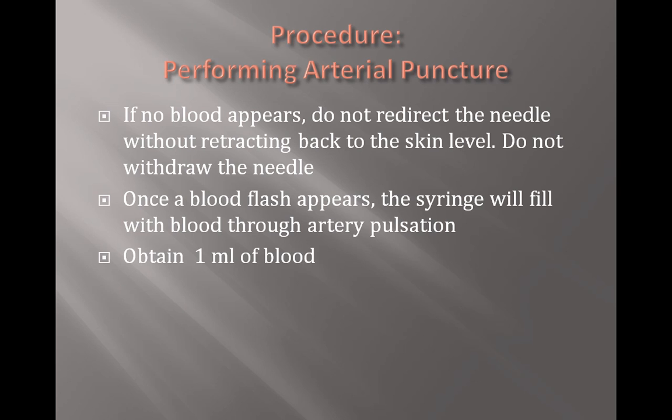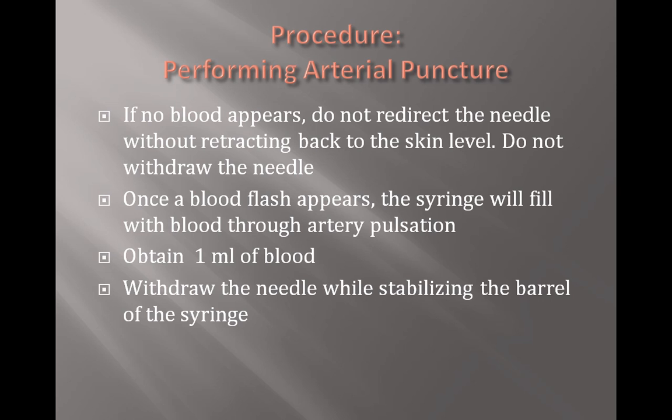Obtain 1 ml of blood. A sample may be accurately run on as little as 0.2 mLs of blood, but sample volumes may vary depending on the equipment used, so it's optimal to get 1 ml. You'll want to go ahead now and withdraw the needle while stabilizing the barrel of the syringe. This can prevent inadvertent aspiration of air into the syringe.